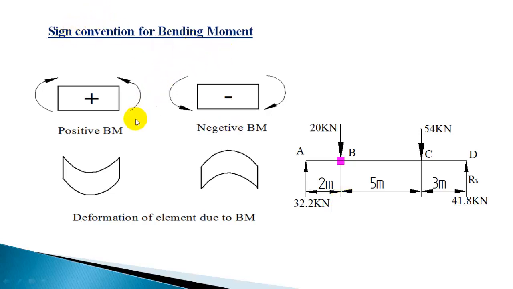The sign convention for bending moment is: on the left side, clockwise is positive, or on the right side, anti-clockwise is considered as positive. Now let us take the element here, an easy way to find the bending moment. 32.2 into 2, that is the bending moment acting at B. I have taken a small element at point B, at the section B. So 32.2 into 2 is the bending moment acting. The moment produced by this force, 32.2 into 2, is clockwise, 64.4 clockwise.